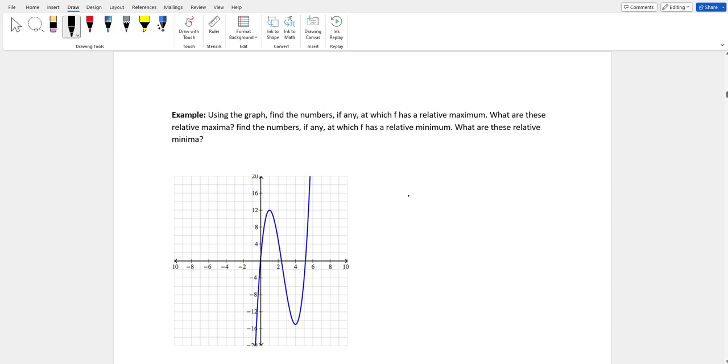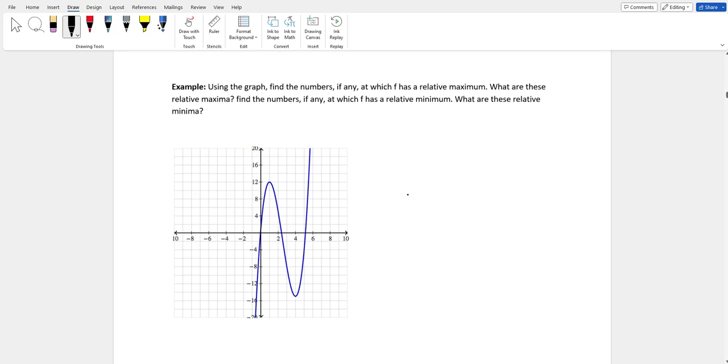Okay, so let's look at this example here. As you can see, we have a peak and we also have a bottom. This peak here is the point (1, 12). And then you have a bottom here, which is the point (4, -15). So let's look at the relative maximum. Remember, we're only going to look at the x value at the peak. So this would be x is equal to 1.